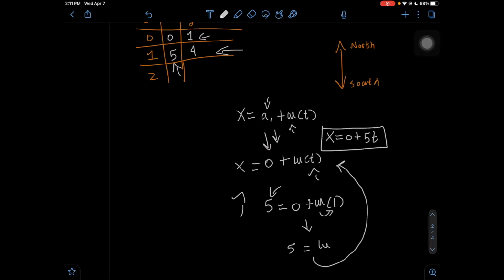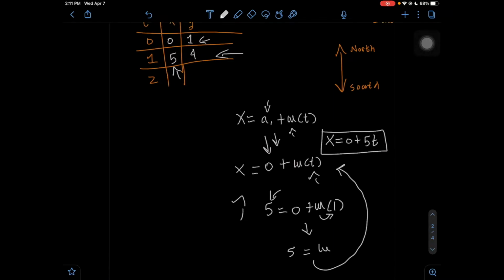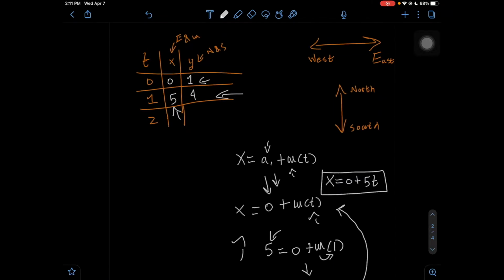But now we need to find the y equation, because it's going to be a parametric function. For a y equation, it's the same exact thing, but we're going to deal with our y values. So we have y equals a1 plus w times t. You can make it a b, or another variable, if it helps you remember that one is for x and one is for y.